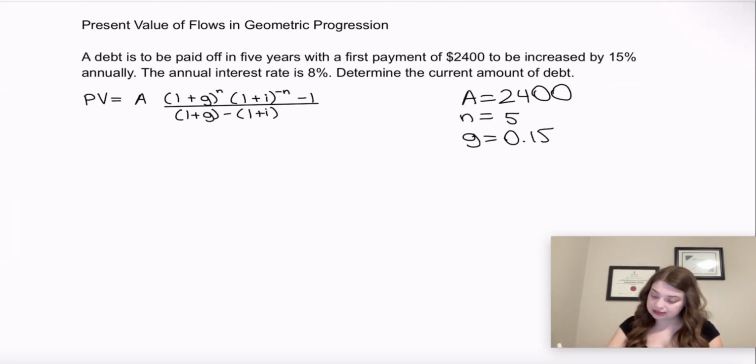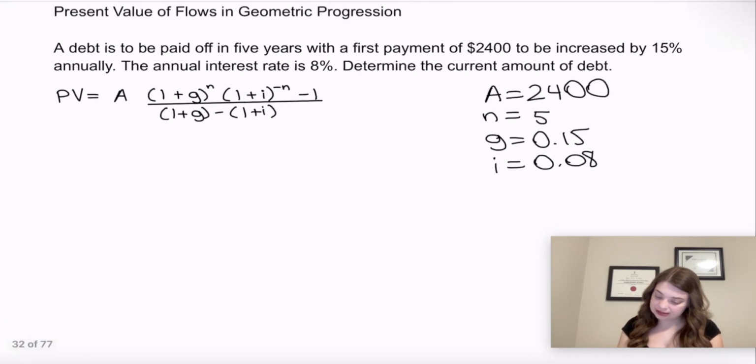And then i is the interest rate. And the interest rate in this case is 8%. Now, if we were doing this monthly, we'd have to divide by 12, or if we were doing this quarterly, we'd have to divide by 4. But in this case, we are making annual payments, and so we can just stick to the annual interest rate. That's good. Okay, so now what we're going to do is we are just going to plug all this in and see what we get.